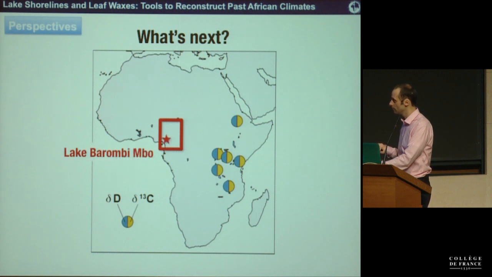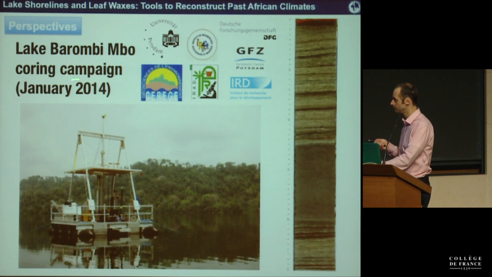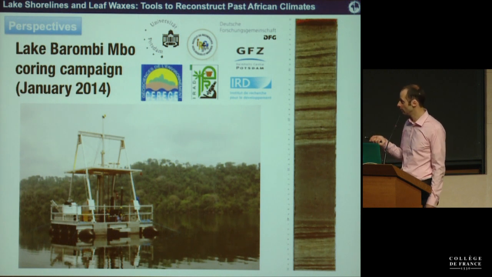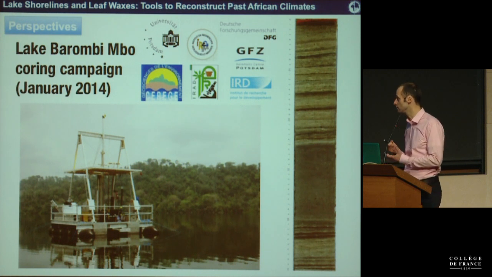So we went back to a lake that we sampled in 2009, and last January, with an international team, with some colleagues from Cerege and also some Cameroonian partners, and using this platform, we cored the 100-meter deep lake Barombi Mbo, and we recovered continuously 20 meters of finely laminated sediment. So now what we want to do for this project is apply this biomarker, this hydrogen isotopic proxy, to reconstruct the hydroclimate for this region with a special focus on the African humid periods.